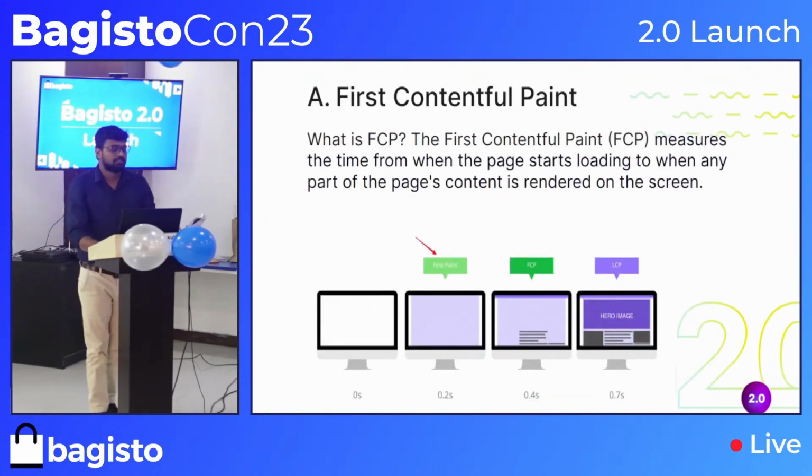What is First Contentful Paint? First Contentful Paint measures the time from when the page starts loading to when any part of the page content is rendered on the screen. See here, our website is entering the start paint, and here the first content starts rendering in the viewport, and it takes 0.4 seconds. If it takes more time, then we need to improve.